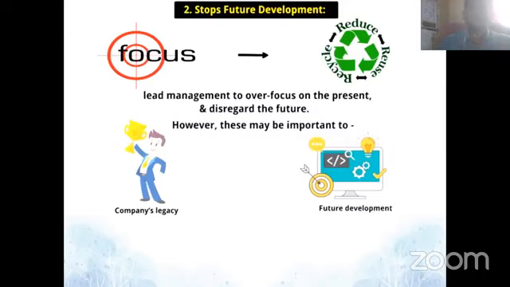Next is the stop of future development. We always focus on cutting down the cost, but this can lead to stopping other innovative things. We stop the future development. So this issue should be addressed while implementing lean manufacturing.